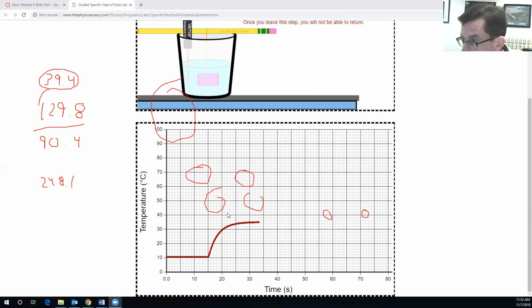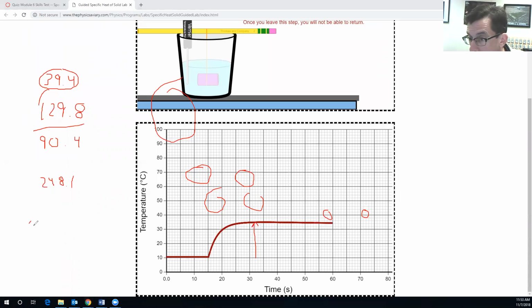It went from 11, I've gone from 11 all the way up to, let's see if I can get, oh, come on. From 11 all the way up to about 35. So my water has changed temperature.